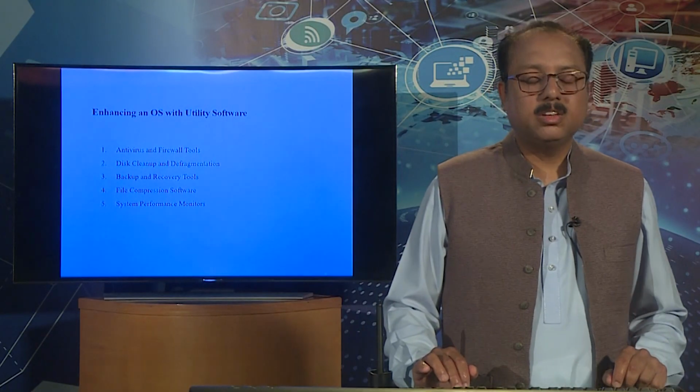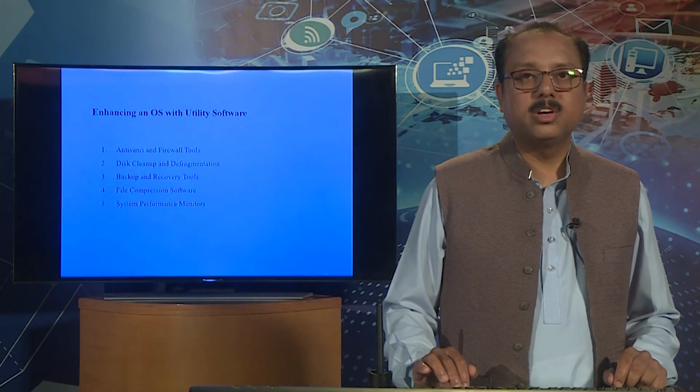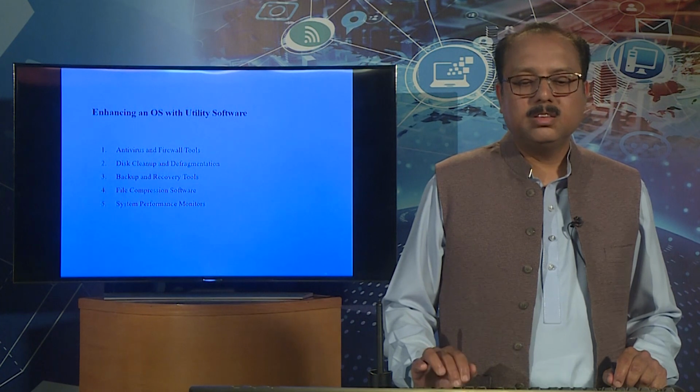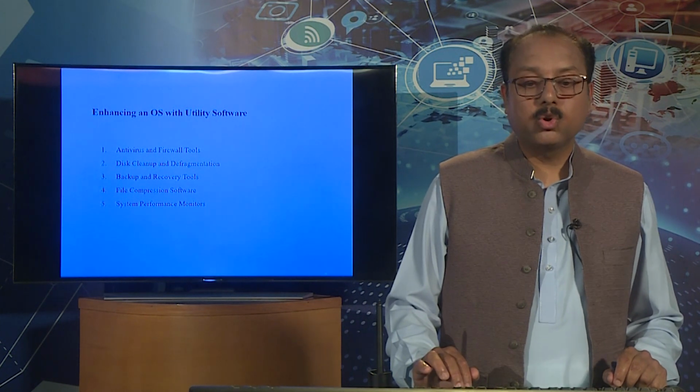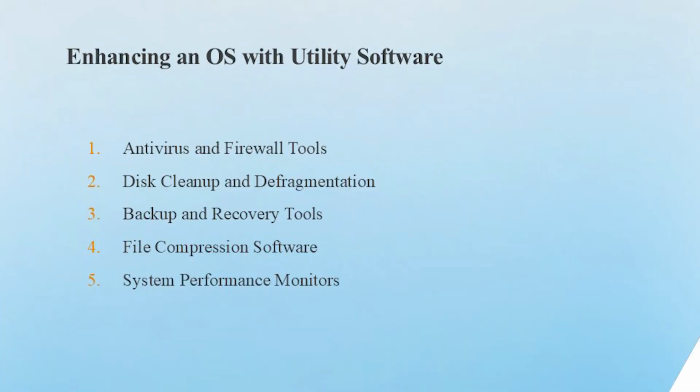Now, the next topic is enhancing an operating system with utility software. In this topic, there are the five most important components. Number one, antivirus and firewall tools. Number two, disk cleanup and defragmentation. Number three, backup and recovery tools. Number four, file compression software, and number five, system performance monitors.